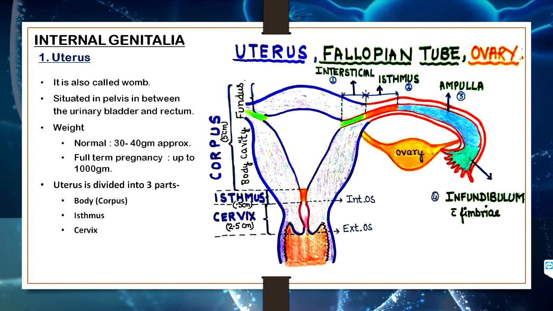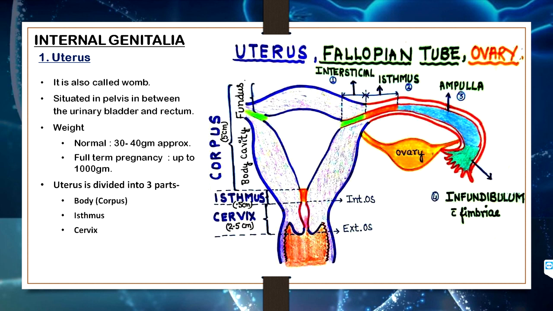Now the isthmus is the part situated just below the corpus or below the uterine cavity. The length of the isthmus is 0.5 centimeter. It is the constricted part of the uterus. Next is the cervix. As I have written in the diagram, the length of the cervix is 2.5 centimeters. The cervix is called the neck of the uterus. This has also been asked in the exam. As you can see, the cervix is cylindrical in shape.